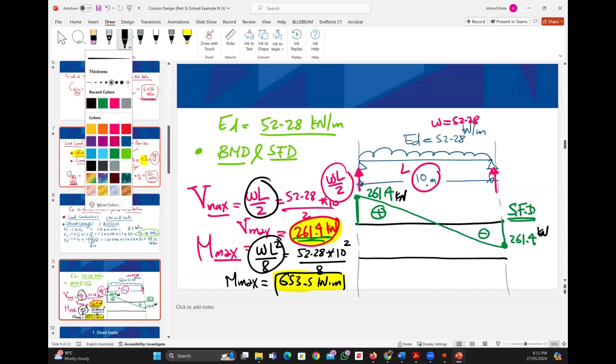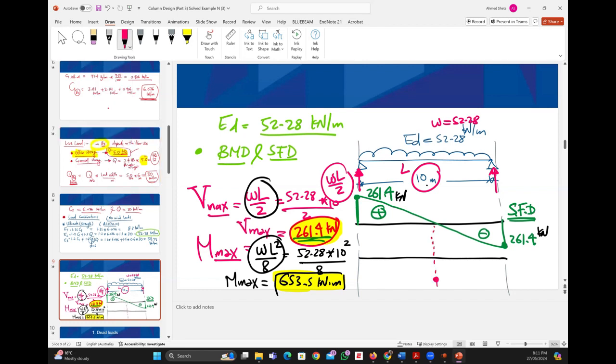So if I ask you to draw the bending moment diagram, what is the shape of the bending moment diagram? The maximum moment is in the middle, and at the two ends it is 0, and we connect it with a curve or a parabola. This is positive moment. The value here is 653.5 kilonewton meter, and this is our bending moment diagram. In your project, it will be the same shapes, but just the values will be different, right? Are you okay with that? Or do you want me to repeat?